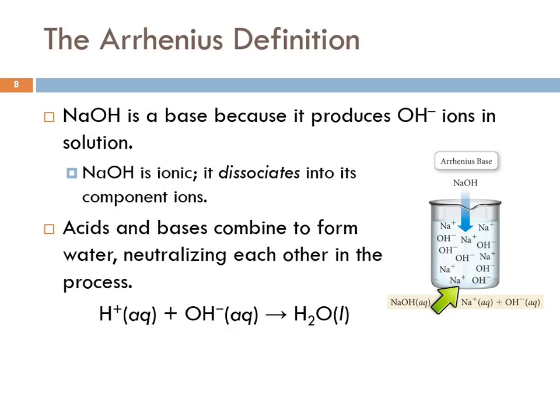So we put it into water and it forms hydroxide ions. Arrhenius says that's a base. And then we observe that acids and bases combine to form water. So they're going to neutralize each other. So here's an acid and here's the base. And when those two get together, they form a water molecule. The state symbol for water is liquid. We don't say that it's aqueous because water can't really be dissolved in itself.